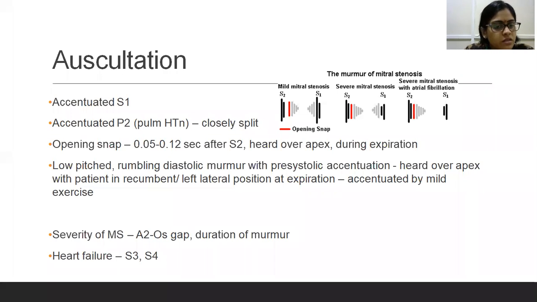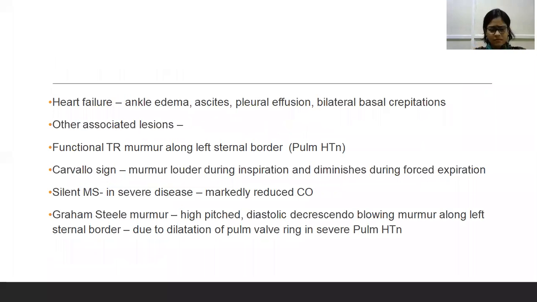So when you have a patient with heart failure, you can also hear additional heart sounds like S3 and S4. So this is as far as auscultation is concerned. Additional features, both in general and systemic examination: when you have a patient with heart failure, you'll have features like dependent edema, ankle edema. Patient can have ascites, pleural effusion, most commonly right-sided pleural effusion. Patient can also have bilateral basal crepitations when you examine the respiratory system.